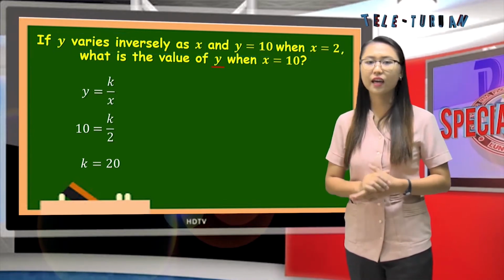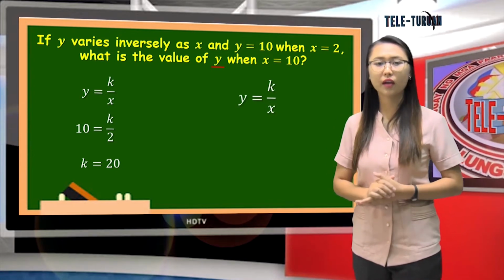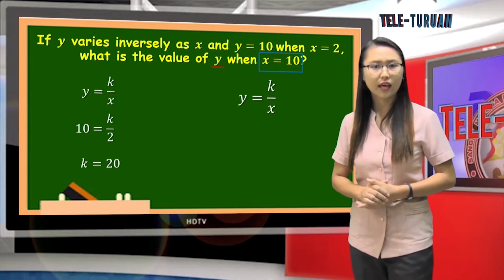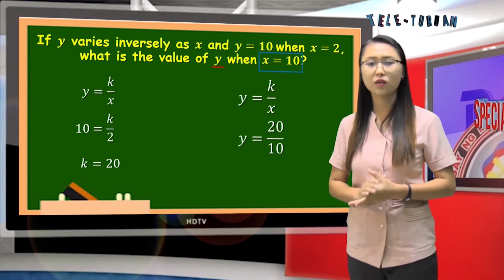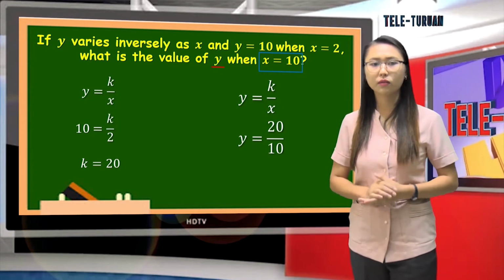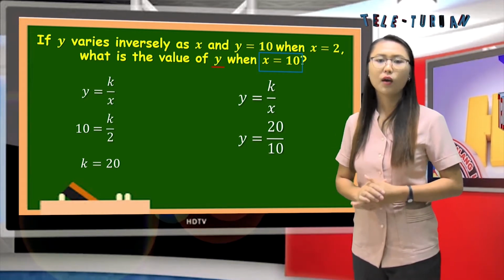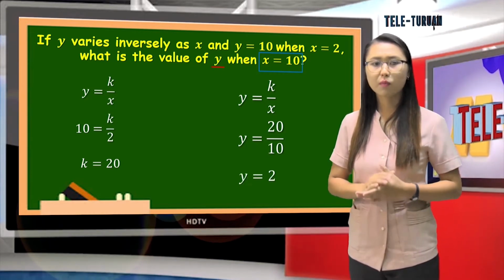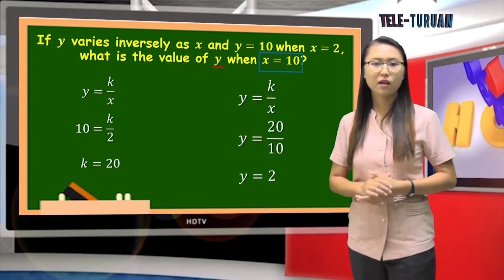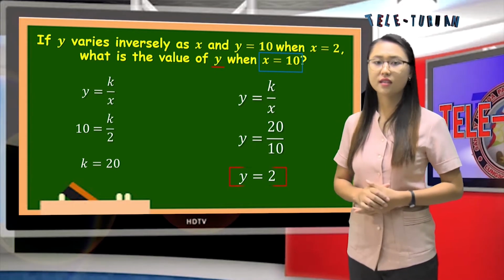Now, by using again the equation y is equal to k over x, substitute the constant of variation and the second value of x to solve for the value of y. We have y is equal to 20 over 10. When we simplify, the value of y will become 2. Therefore, the value of y is 2 when x is 10.